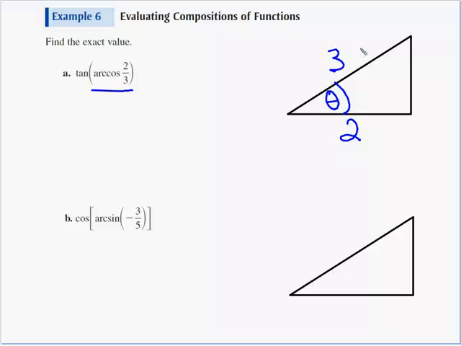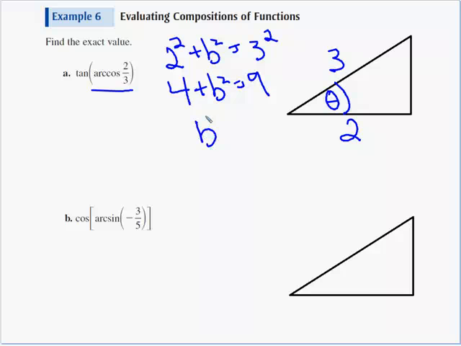Pythagoras to the rescue. A squared plus b squared equals c squared. Or, that's a terrible 2. Leg squared plus leg squared equals hypotenuse squared. Or 4 plus b squared equals 9. And we subtract 4 from both sides. B squared is equal to 5. And then we square root. B is the square root of 5. Square root of 5. So that's this missing side.